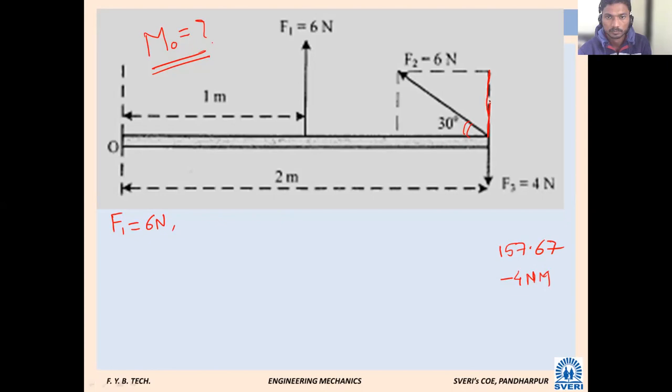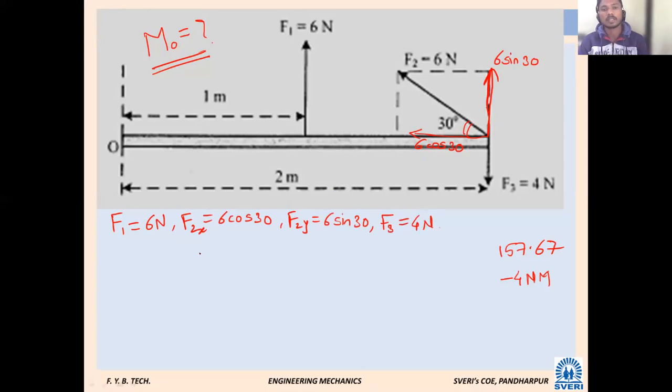So what will be its vertical component? 6 sin 30. Correct. And what will be its horizontal component? 6 cos 30. So for F2, the x component is 6 cos 30, and the y component is 6 sin 30. Which one remains? F3, 4 Newton.